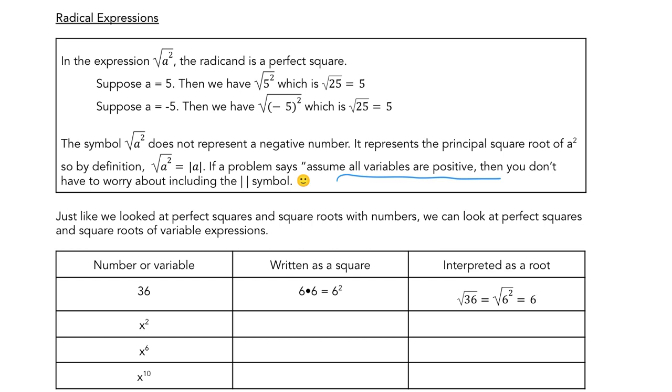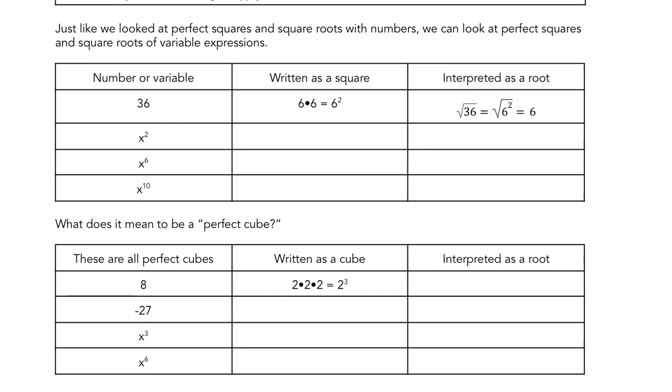Okay, so just like we looked at perfect squares of numerical values, we can look at perfect squares and square roots of variable expressions. So if I have the number 36, well, that's written as 6 times 6, which is 6 squared. And if I write it as a root, I can say the square root of 36 means the square root of 6 squared, which is 6. So we're going to focus on the root part today. But it's important to understand what's happening when we break it down.